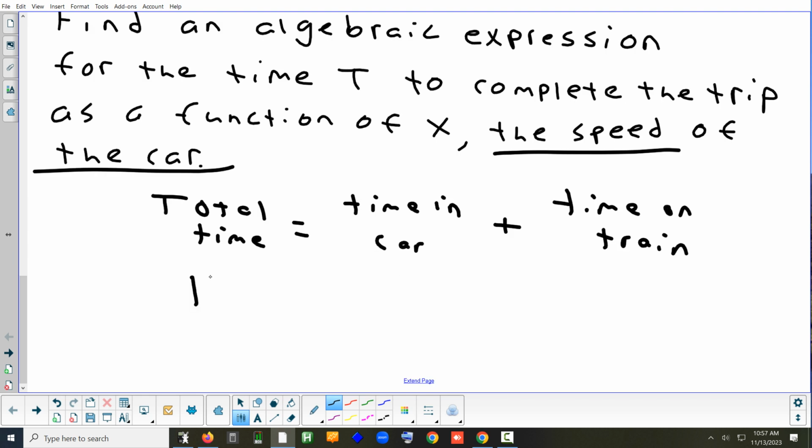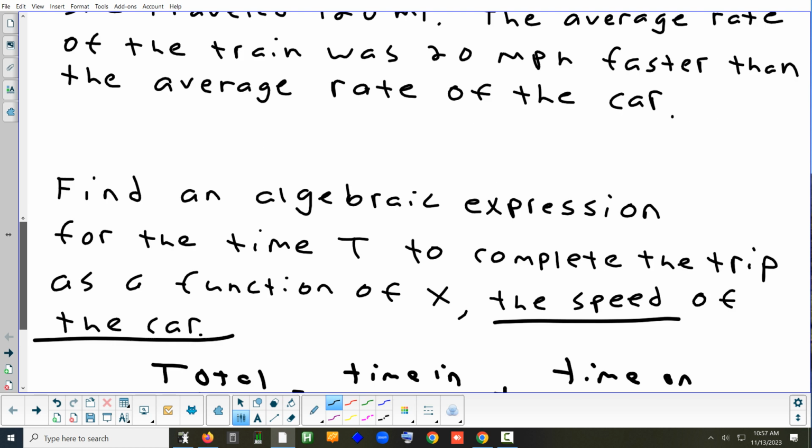And total time, I'm going to abbreviate it as capital T. And it's going to be a function of x. So T of x. And what does x mean? What does x represent again? The speed of the car. All right, so let's figure out a formula for the time she's in the car.